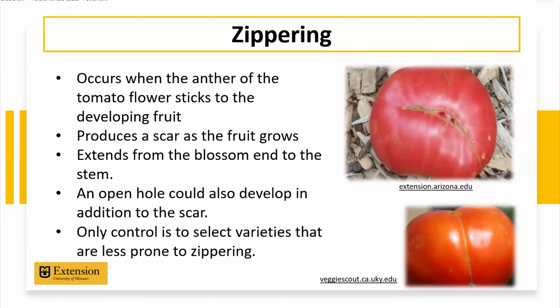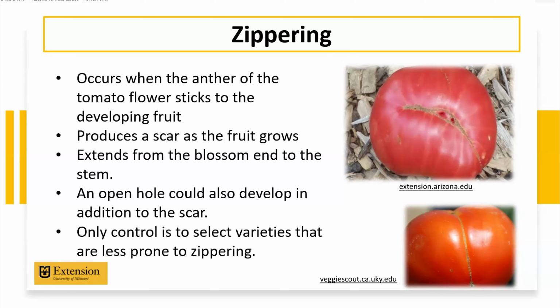Zippering, and this is an interesting term. I like that it's called zippering. This also occurs during the formation of the flower. What actually happens is the anther on the flower itself sticks to the developing fruit, because that end there is a little sticky, a little tacky, and it will attach to the developing fruit and stay attached, and it becomes a scar and continues to grow. Sometimes it can go all the way from the top of the fruit all the way to the opposite end of the fruit, going up and down in those fashions.